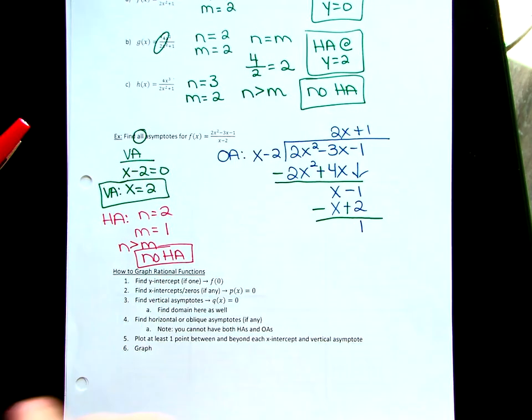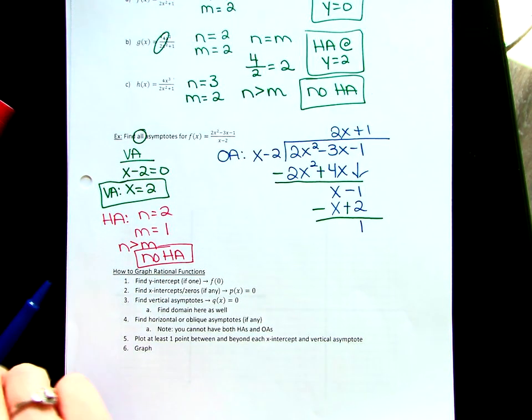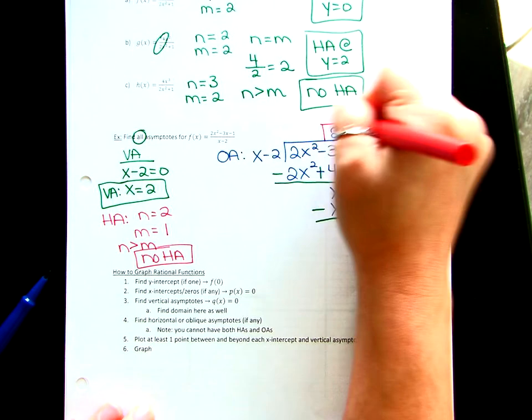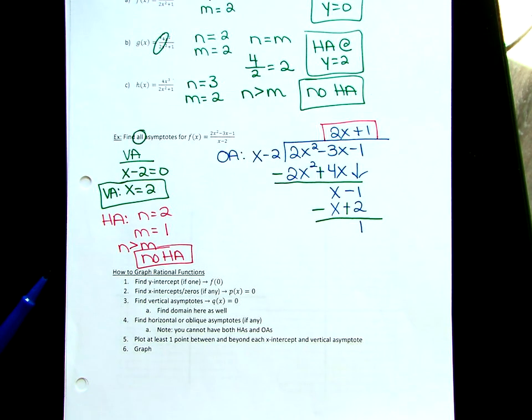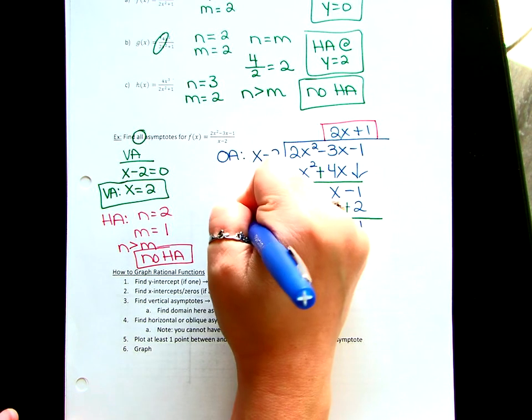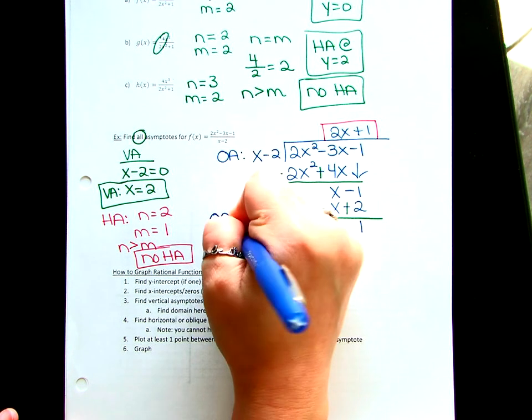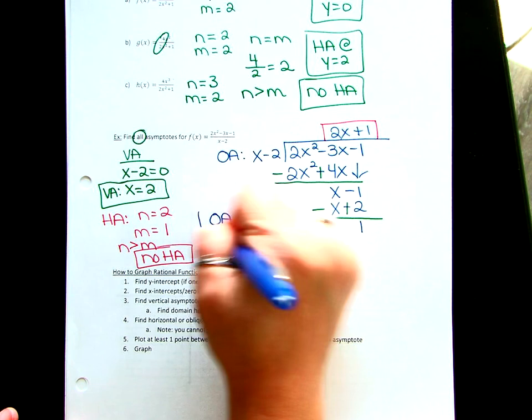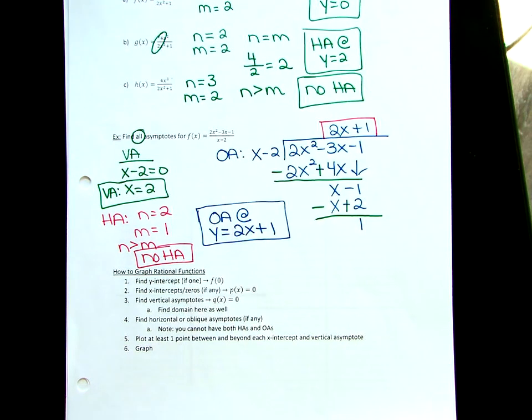The remainder does not matter. Here's what does. What's on top is the equation for our oblique asymptote. So our oblique asymptote happens at y equals 2x plus 1. Vertical asymptotes always look like x equals a number. Horizontal asymptotes always look like y equals a number. Oblique or slant asymptotes are always a linear equation.